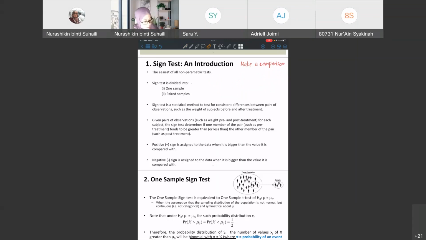The Sine Test is divided into one sample and paired sample. Remember just now we talked about this term sample. A sample means it's not only one data. One sample can consist of many data, but it is a subset of the population. When we say paired samples, this is one sample.